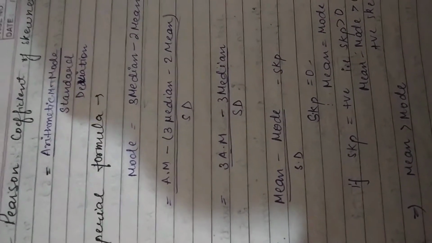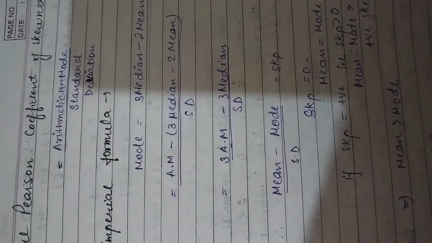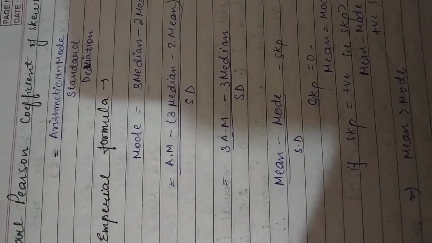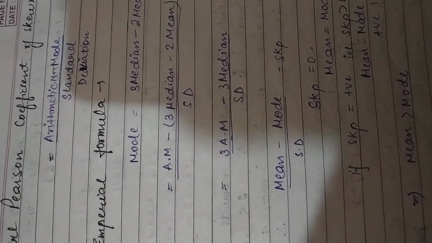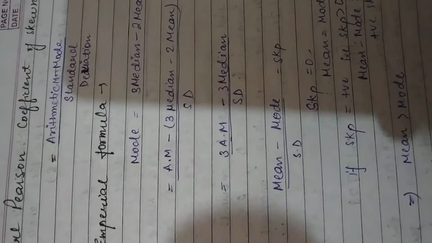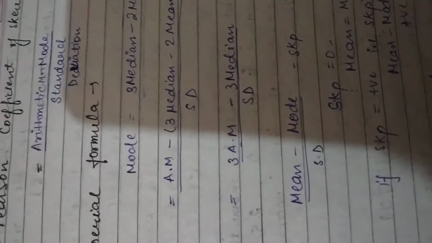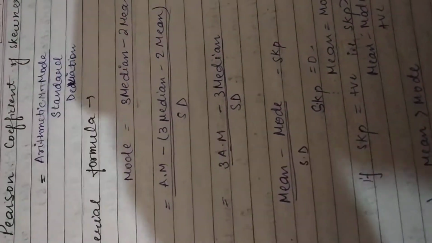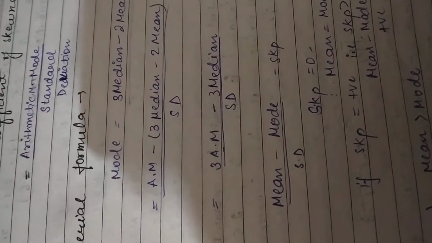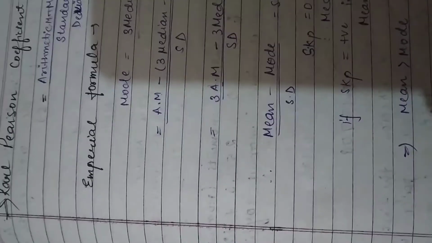Again, we will substitute the value of this mode in the Karl Pearson coefficient of skewness formula. Then it becomes arithmetic mean minus (3 times median minus 2 times mean) over standard deviation. This mean is also the arithmetic mean. That's why we can say 3 times arithmetic mean minus 3 times median over standard deviation. It is denoted by SKP, that is mean minus mode over standard deviation.